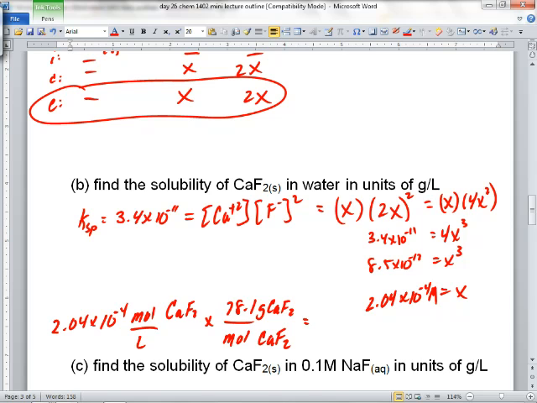Okay, so take that times 2.04 times 10 to the negative 4, about 0.016 grams of calcium fluoride per liter. So if you have exactly 1,000 milliliters, exactly 0.016 grams of calcium fluoride will have dissolved. Okay. Make sense?